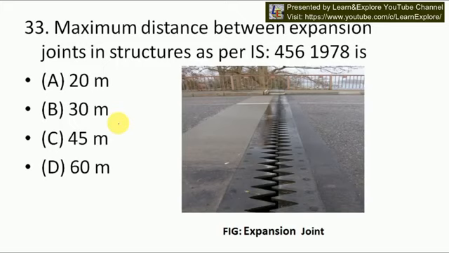Next question. The maximum distance between expansion joints in structures as per IS 456 1978 is 20 meter, 30 meter, 45 meter and 60 meter. So answer will be 45 meter.